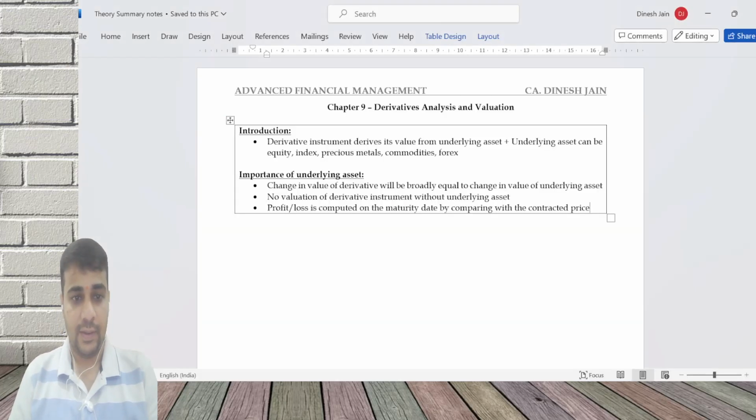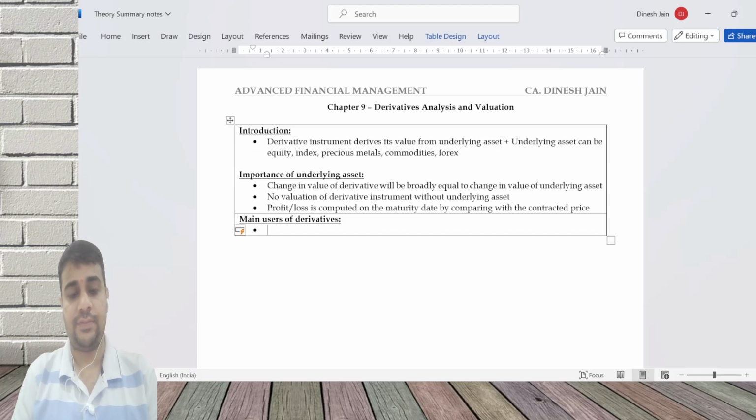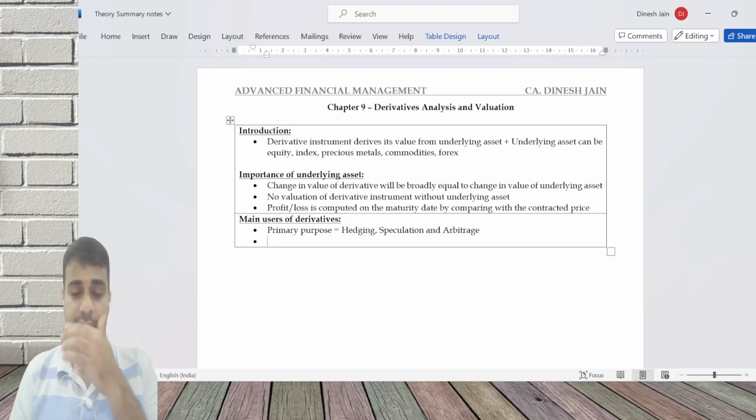Let's write: main users of derivatives. Primary purpose, let's first write the purpose: hedging, speculation and arbitrage. This is the primary purpose: hedging, speculation, and arbitrage.